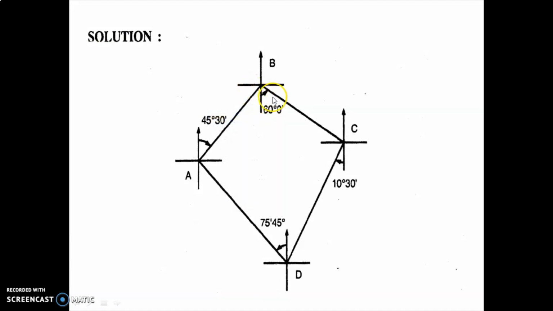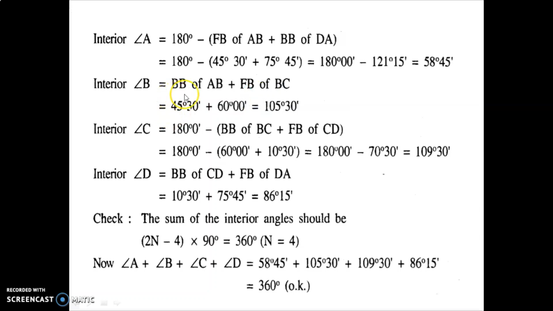Similarly, to calculate angle B, you can come to the figure. This angle we have to calculate, already 60 degrees is given, and this other angle is 45 degrees 30 minutes. As per the mathematical rule, this angle will also be 45 degrees 30 minutes. So you just take the summation of these two angles, 60 degrees plus 45 degrees 30 minutes: back bearing of AB plus fore bearing of BC, 45 degrees 30 minutes plus 60 degrees is equal to 105 degrees 30 minutes.